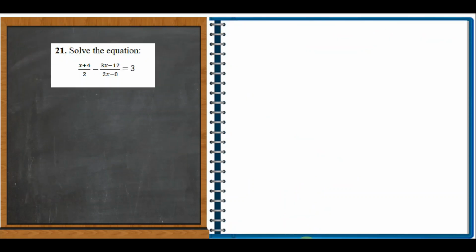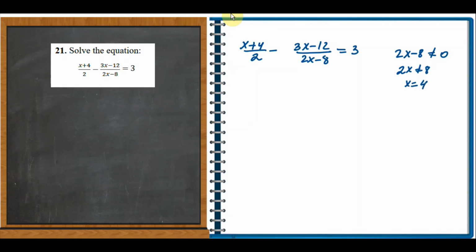Number 21. In number 21, we see an equation. In this equation, the variable is in the denominator. We call the second term, 3x minus 12 over 2x minus 8, a rational expression. When we have a rational expression, with a variable in the denominator, we must exclude values that make that denominator 0. So we say 2x minus 8 is not equal to 0, 2x is not equal to 8, and x is not equal to 4.